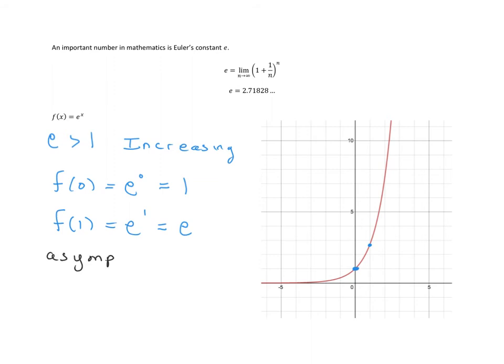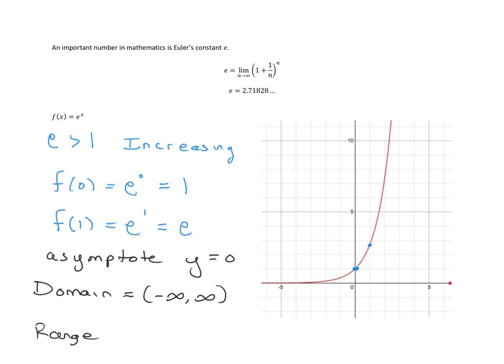The asymptote is y is equal to 0, so that's not different. And if you think about the domain and the range, the domain is all real numbers. The graph goes forever in both directions on the x-axis. But the y values are greater than 0, so the range is from 0 to infinity. So that's all you really need to know about this function: if you graph it, you get this increasing exponential function, and it has a lot of the same features as a graph of 2 to the x.